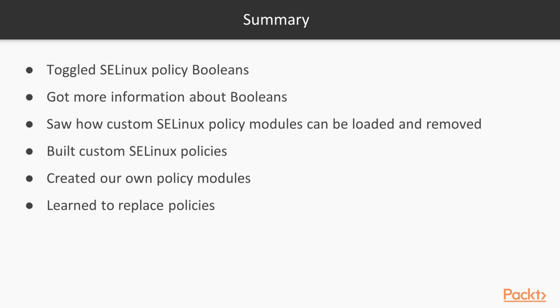In this section, we saw how to toggle SELinux policy booleans using tools such as setsebool, and how to get more information about booleans, both from their description and the rules they influence. Next, we saw how custom SELinux policy modules can be loaded and removed, and which different types of development formats can be used for building custom SELinux policies. We created our own policy modules to enhance the SELinux policy using various examples, such as user domain definitions, web application types, and secmark types. We also saw how existing policies can be replaced rather than just augmented with additional rules. Replacing policies is, after all, the only way that a policy can be reduced.